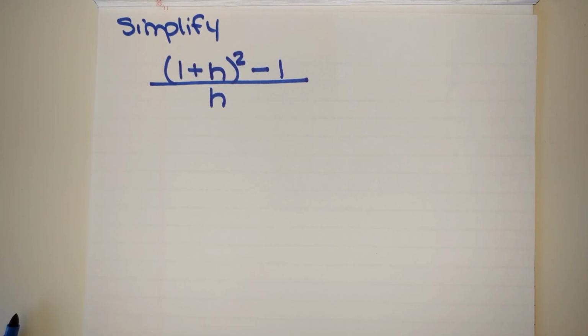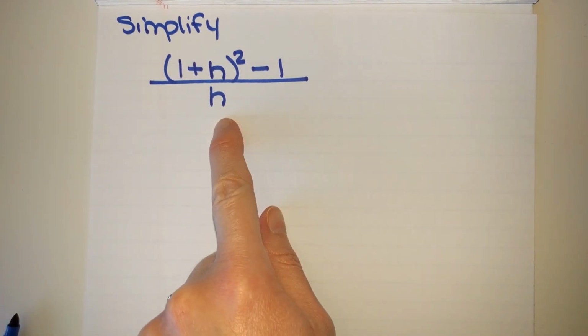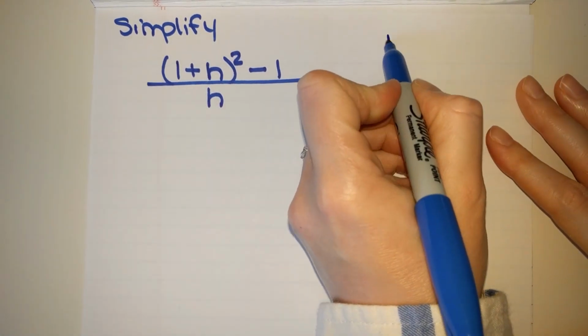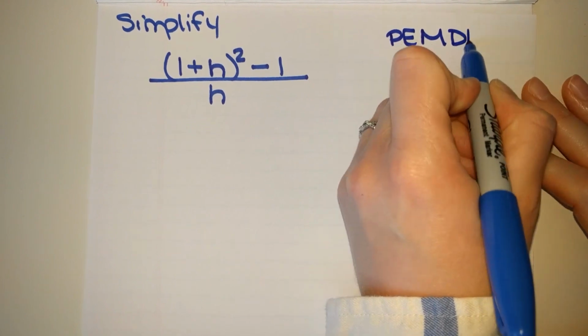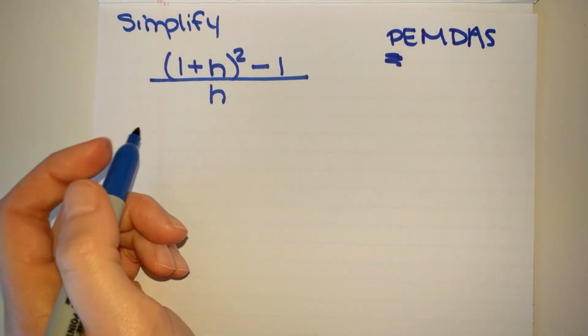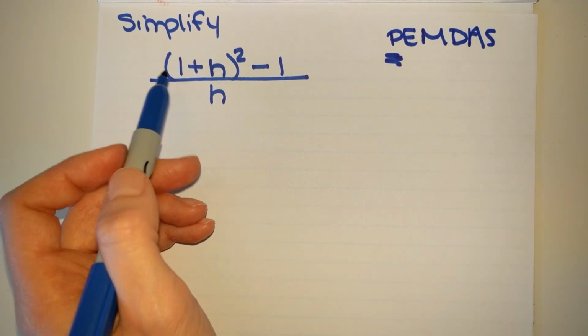Asked to simplify so that the h is no longer in the denominator. So to try to work through this, and again, a lot of it depends on how you simplify it, but if you think about your order of operations, the first order of operation is that you always deal with parentheses. So regardless of how I cut this, I've got to deal with those parentheses.